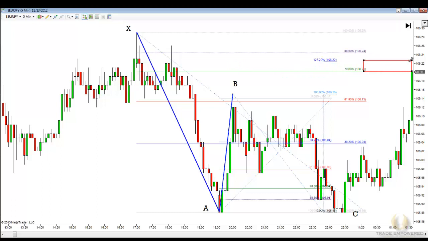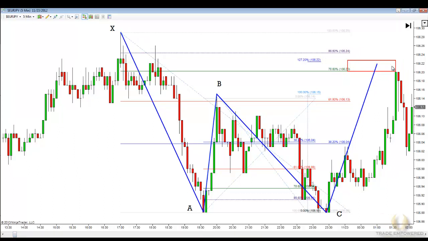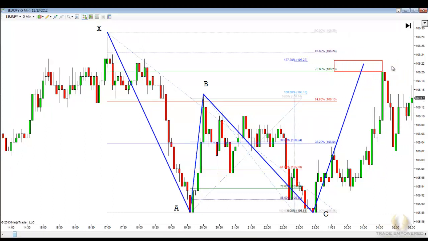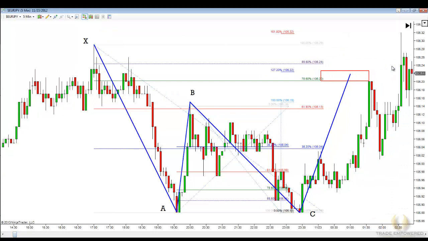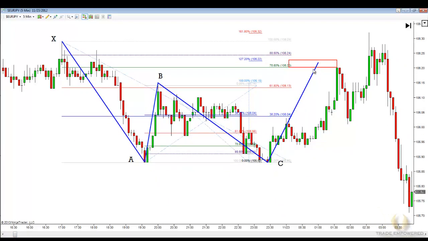Price action does what? Let me just measure the C leg out. C, we're looking for our potential D up here. Price action comes up, just hits our kill zone. Doesn't quite hit our 127 in this case. It actually hits it again if you were to enter later at the 127. But you can see it rolls over and gives us a winning trade.